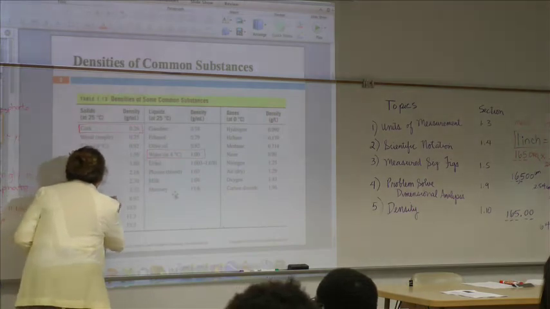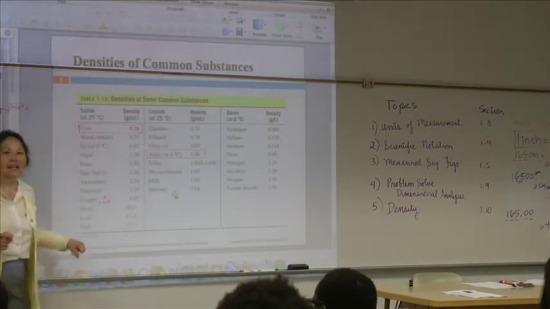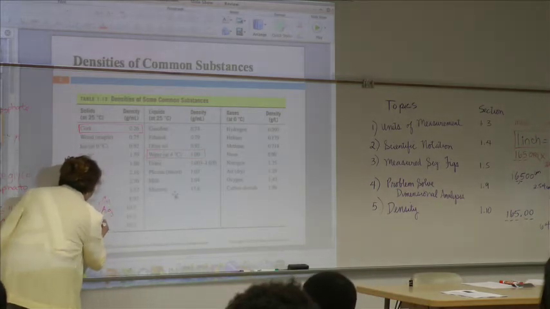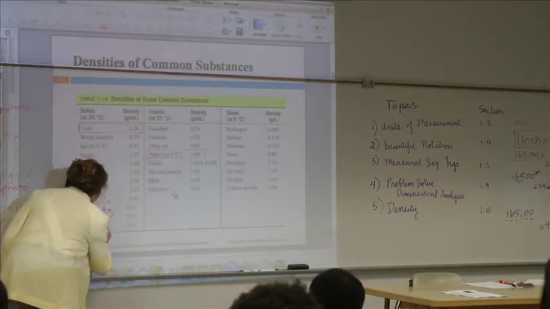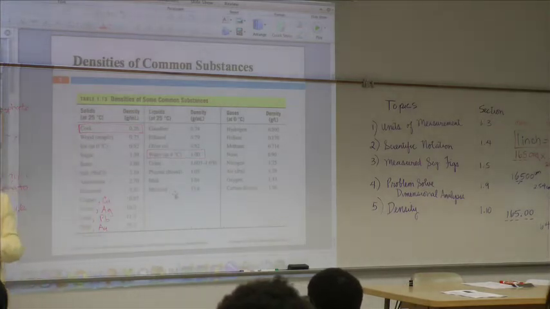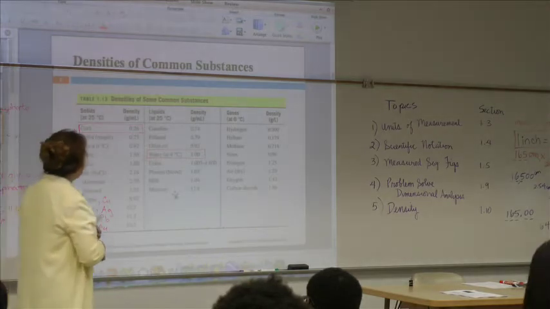Copper has a symbol of Cu. Silver has a symbol of Ag. Lead has a symbol of Pb. And gold has a symbol of Au. So you probably want to learn a little bit about symbols.